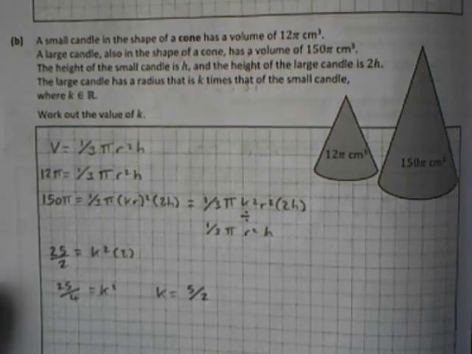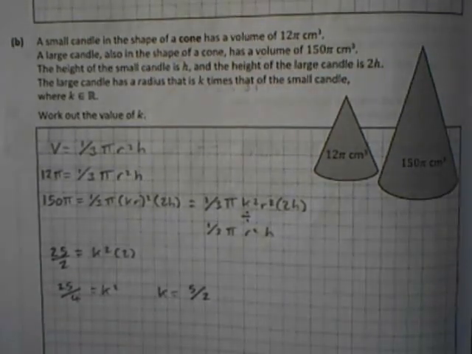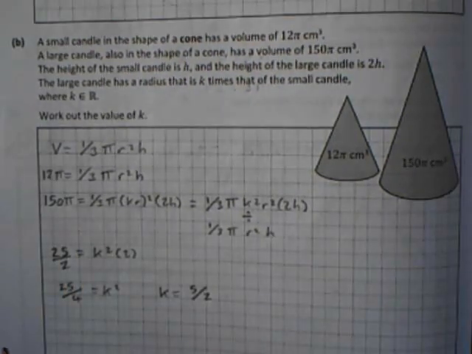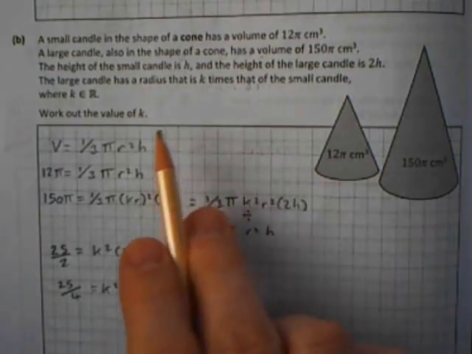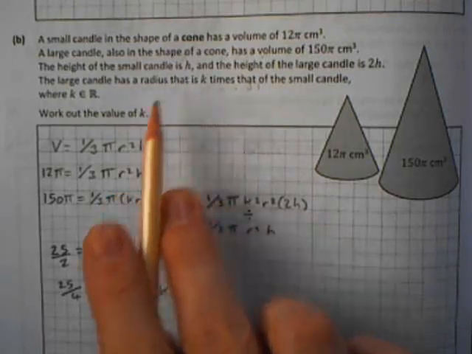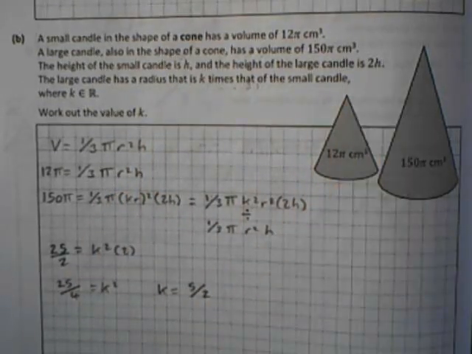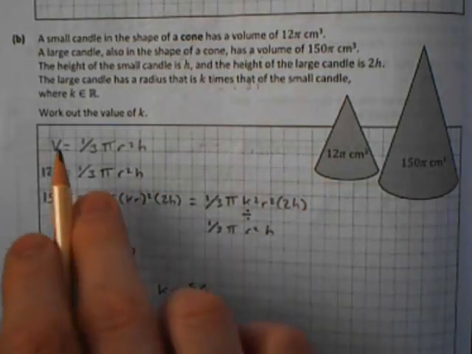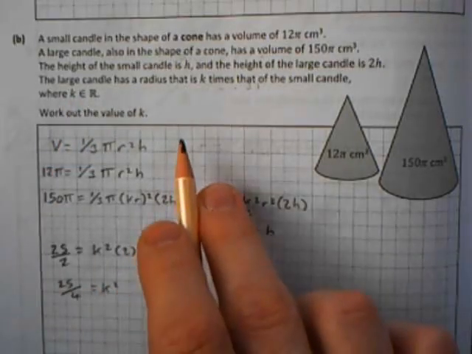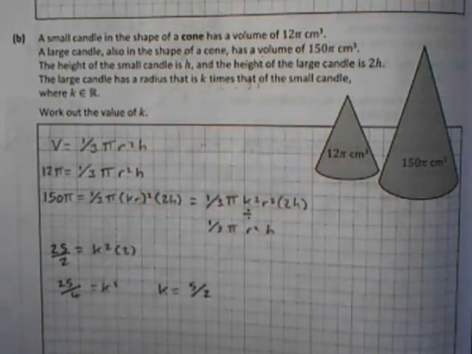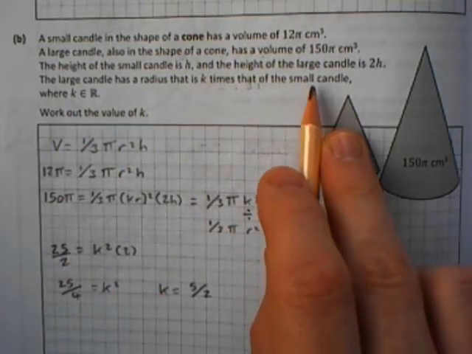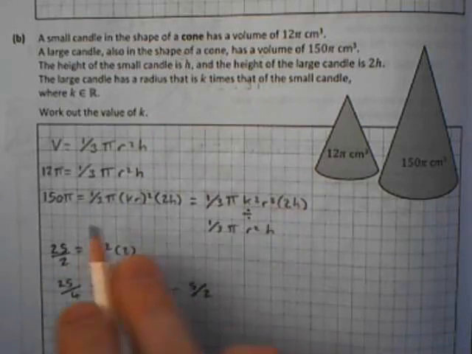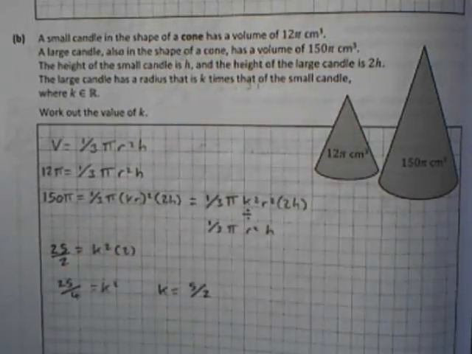Next one, quite similar really. So we've got the volume of the cones, they give us both of those. They give us that the small candle is h and the large candle is 2h in terms of height. And then they've said that the large candle has a radius which is k times larger. So if the small candle is 2, then this is 2k, and if it's 3, then it's 3k, and so on. You're just going to multiply by k basically.